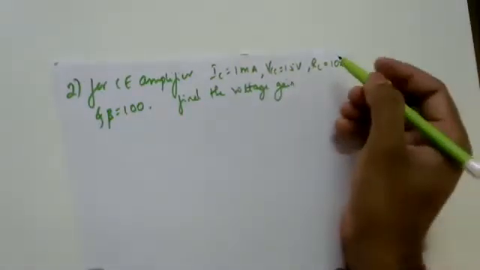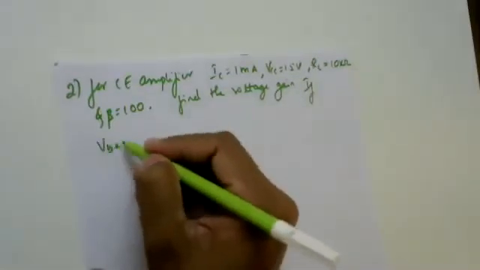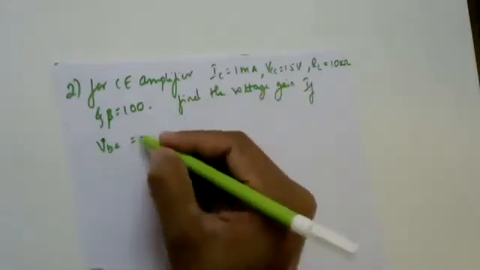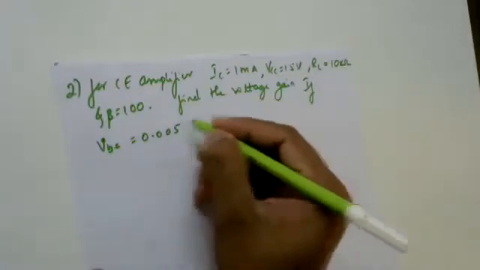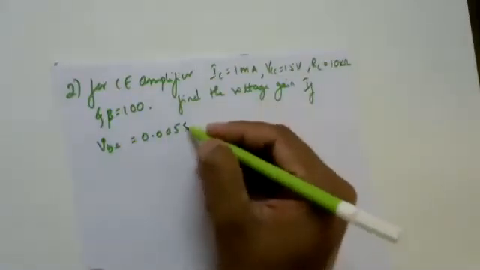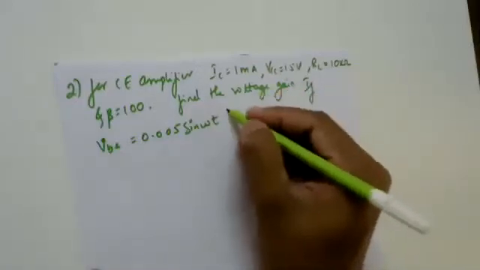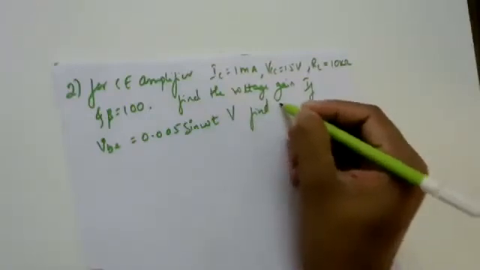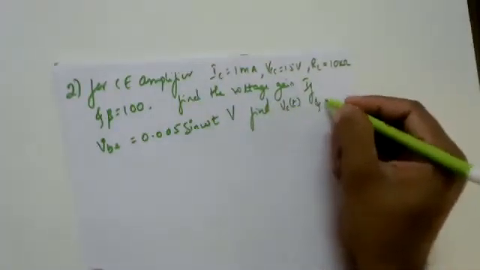Find the voltage gain if VBE is 0.005 sine omega t volts. Find VC of t and IB of t.